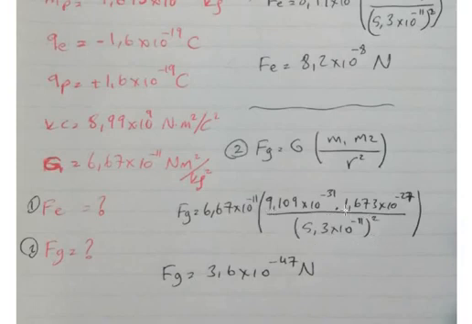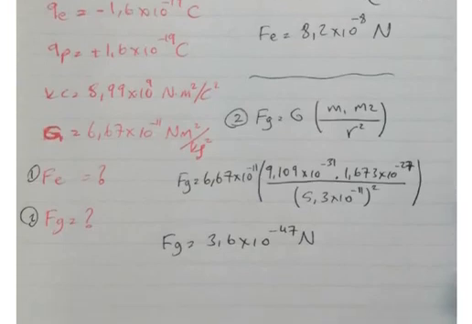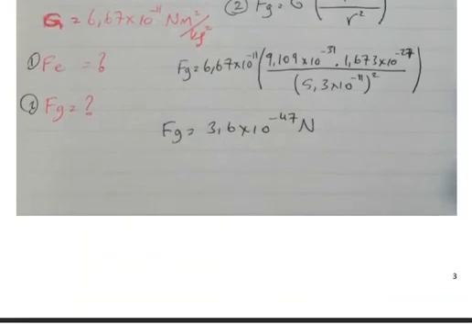So again, you can multiply those two numbers and divide by this value after squaring, and then multiply it by the value outside of the bracket. You will get Fg equal to 3.6 times 10 to the power minus 47 Newton. Because they are all forces, their unit is Newton.